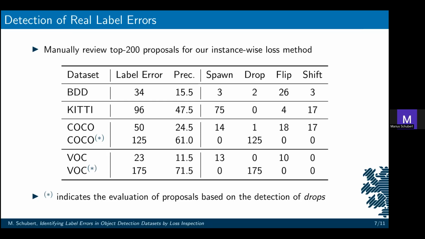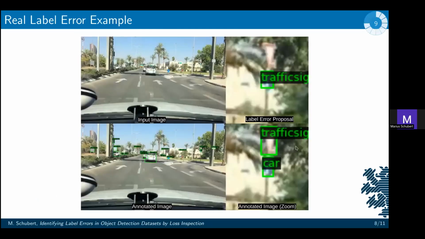For the latter two, it became apparent that labels in particular have been forgotten, so we restricted our proposals to those that had no overlap with a label, resulting in a significantly improved precision. At the end of the presentation, I show a few real label errors that we have found.